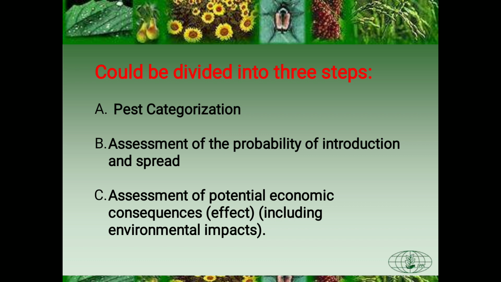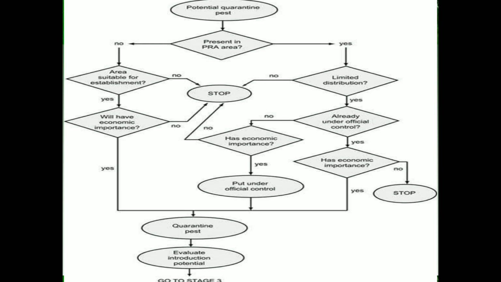That means we assess whether the introduction of the pest has any effect on the economy, or whether there are economic or environmental impacts of that pest, so we can assess that. So let us see one by one. So let us see that chart. Suppose we identify that potential quarantine pest here.